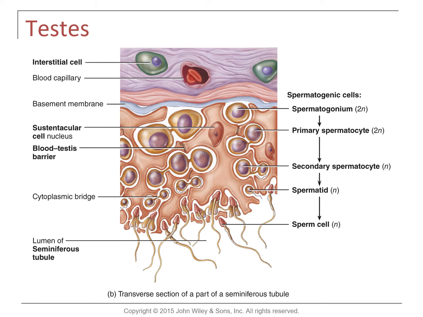Within the tubules, we have the developing spermatogenic cells as listed on the right, and these are surrounded by the testicular or supporting cells, the Sertoli cells. So these are the ones that nourish the developing spermatogenic cells. They provide the fluids that support and transport the sperm cells. Here they form tight junctions that make up the blood testes barrier, etc.